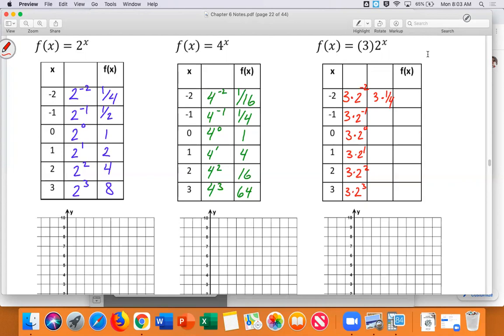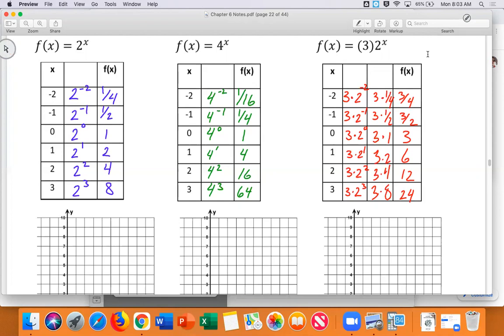What was 2 to the negative first? So this is going to be 3 times 1/2. And likewise, 3 times 1, 3 times 2, 3 times 4, and 3 times 8. And we can figure that out pretty quickly. 3 times 8 is 24. 3 times 4 is 12. 3 times 2 is 6. 3 times 1 is 3. 3 times 1/2 is 3 halves. And 3 times 1/4 is 3/4.